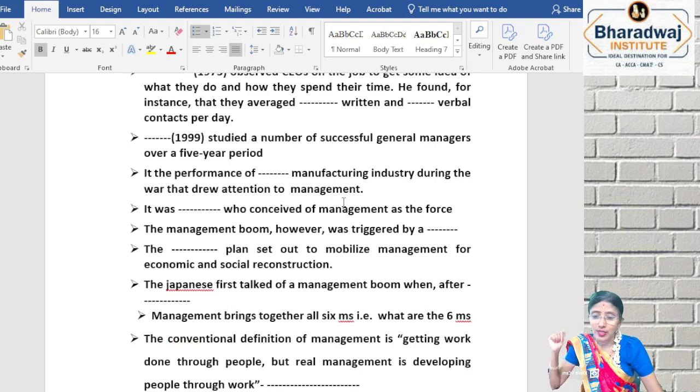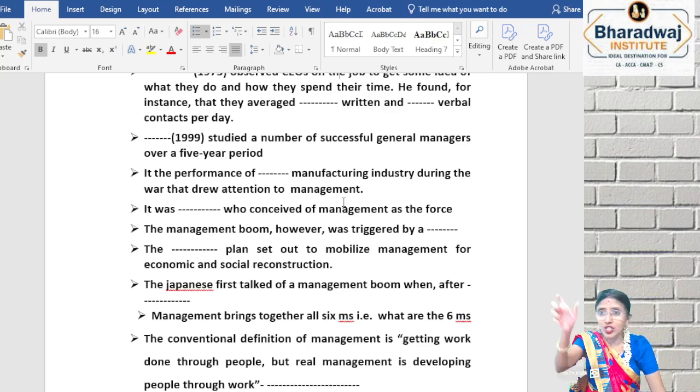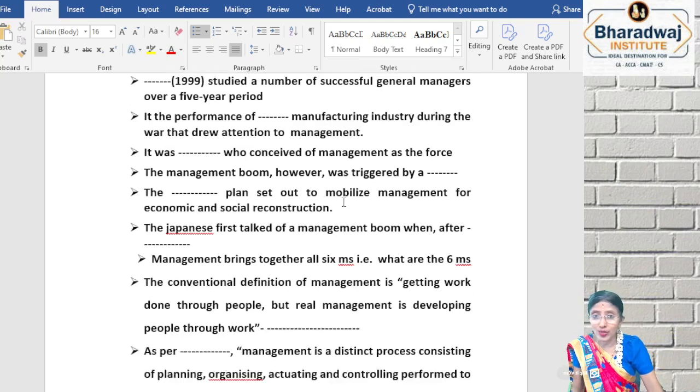Revision, what you learned. Japanese first talked of management boom after which period? After which year? Management brings together 6 M's. What are the 6 M's? The conventional definition of management is getting work done through people. But real management is developing people through work. Who gave this? See, another way. We saw Hicks, we saw Coons and O'Donnell, we saw Mary Parker Follett.